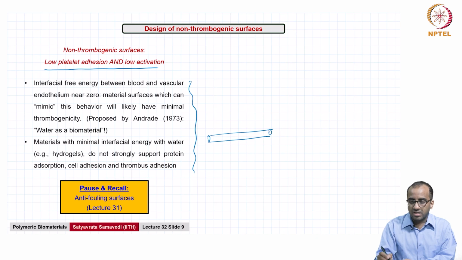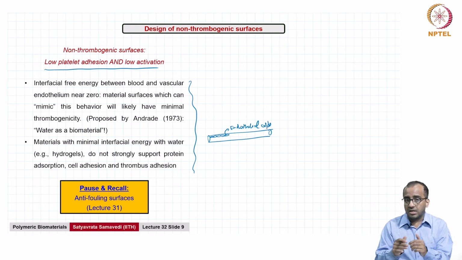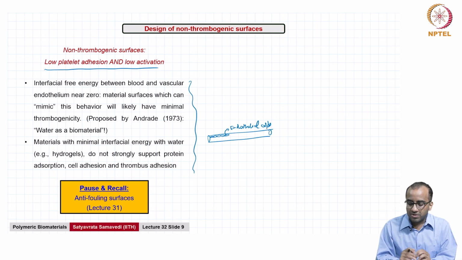So, blood vessels have this multi-layered structure, and the inner wall of the lumen is lined with these endothelial cells. And it turns out that this lining, because of the factors that these endothelial cells can secrete, serves as an antithrombotic surface. And it was noted that the interfacial free energy between blood that is flowing and the vascular endothelium is 0, or is near 0.